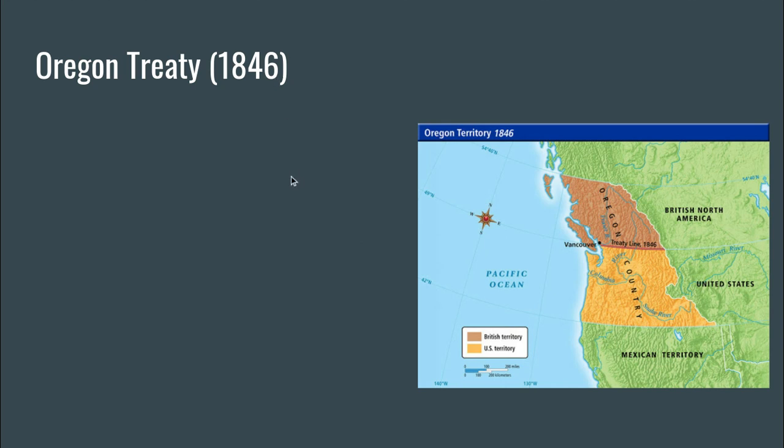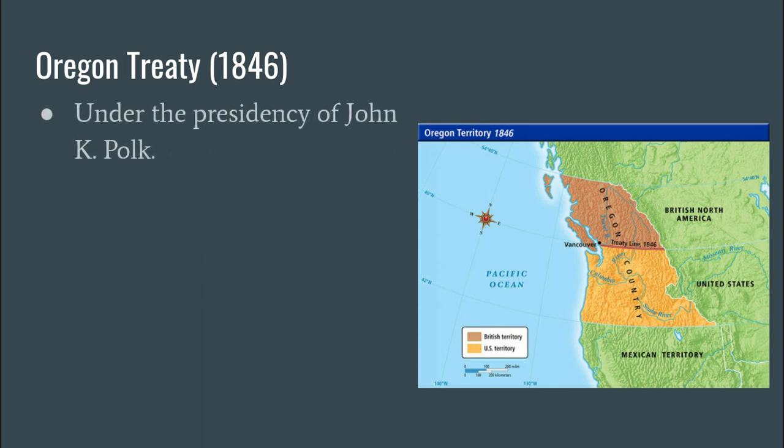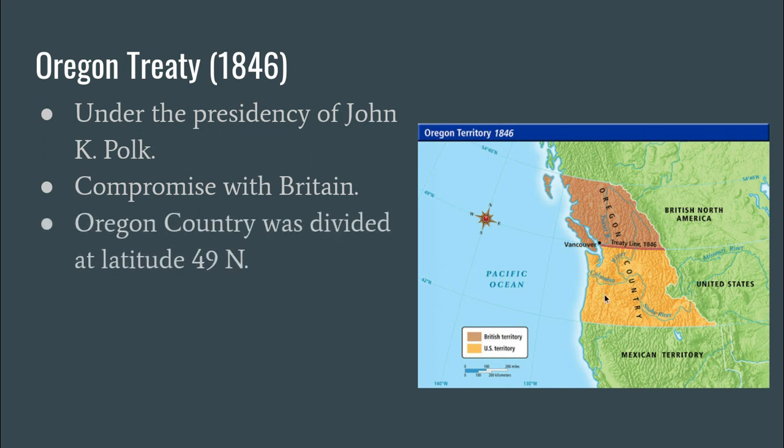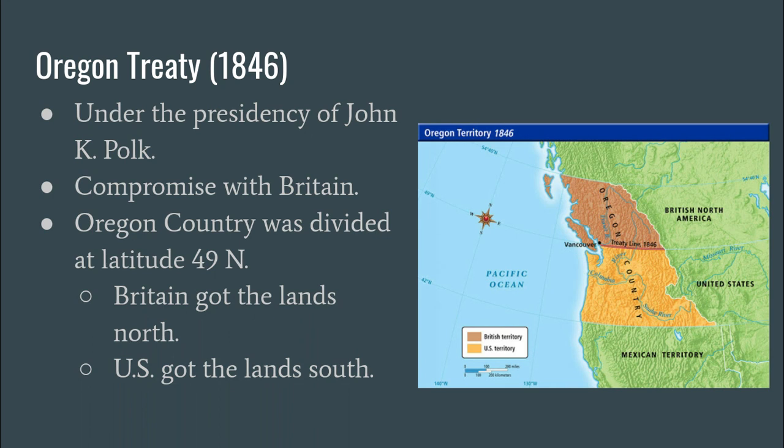And then in 1846, so about the same time as the annexation of Texas, under the presidency of John K. Polk, he agreed to a compromise with Great Britain. And this compromise is they would draw the line at latitude 49 degrees north. So if you look at the map, the red line, and all the land north of this 49 degree latitude line would belong to Great Britain, and everything south of the line would belong to the United States.